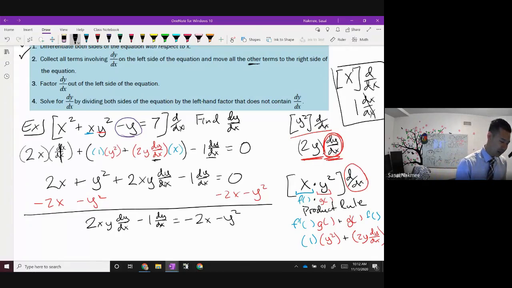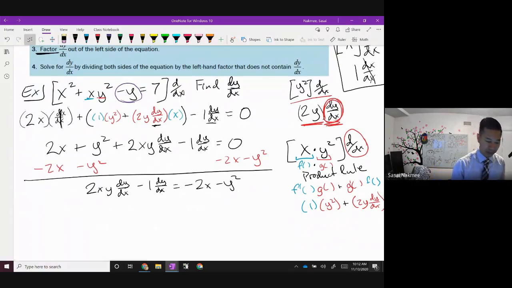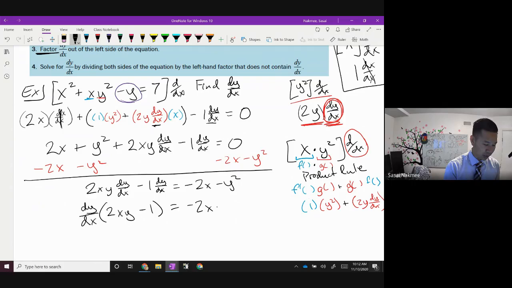Step 3, factor a dy dx out of the side where you have them. Now this one says left side. So factoring a dy dx is just like factoring out a common factor of like a 3 or a 4 or a 9 or an x, right? If you have multiple common factors, I'm only focusing on factoring out the dy dx. So I factor out the dy dx, I get here dy dx, and what's left behind is 2xy minus 1. 2xy minus 1. You guys okay? Factored it out, right? Factored it out.